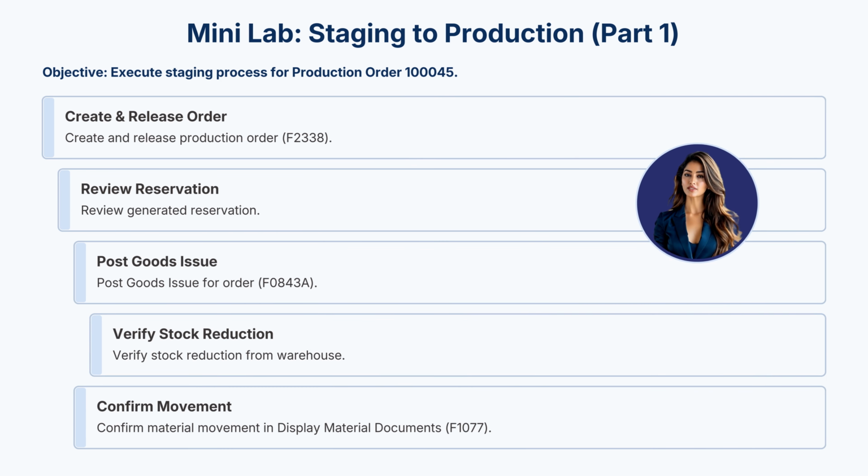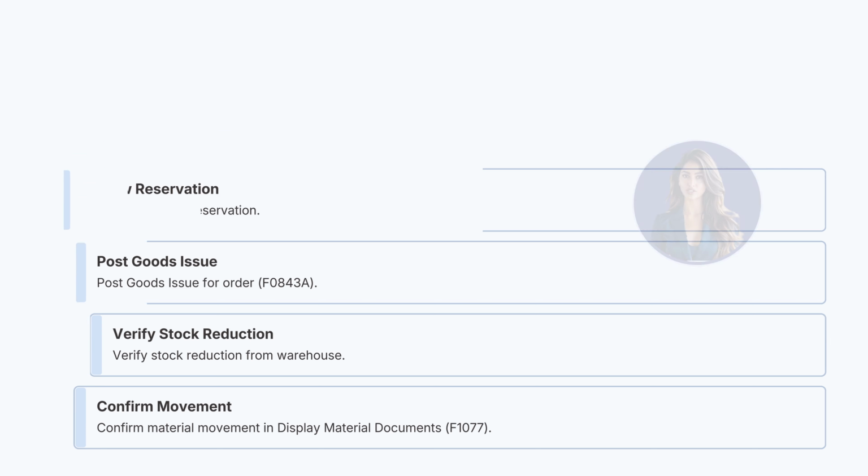Mini Lab, Staging to Production, Part 1. Let's now practice material staging hands-on. Step 1. Create and release a production order using Manage Production Orders F2338. Step 2. Review the reservation automatically created. Step 3. Post Goods Issue, Movement 261, using Post Goods Issue F0843A. Step 4. Verify stock reduction in storage and PSA increase. Step 5. Display material documents F77 to confirm system postings.